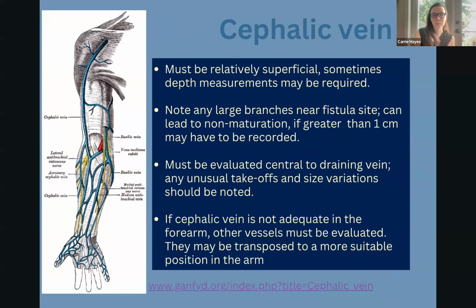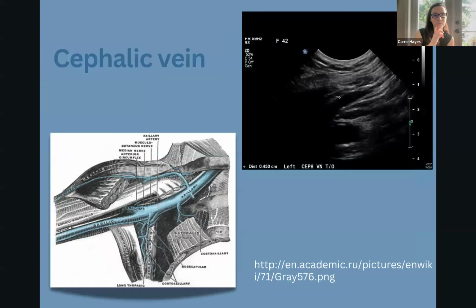If greater than a centimeter, it may have to be recorded. It must be evaluated central to the draining vein. So any unusual takeoffs or size variations need to be noted. And if the cephalic vein is not adequate in the forearm, other vessels must be evaluated. Sometimes they have to be transposed to a more suitable position in the arm.